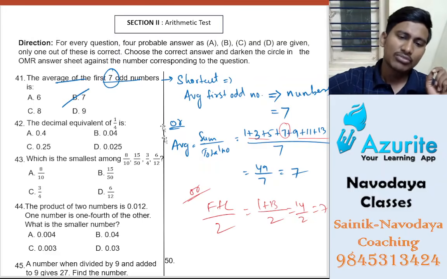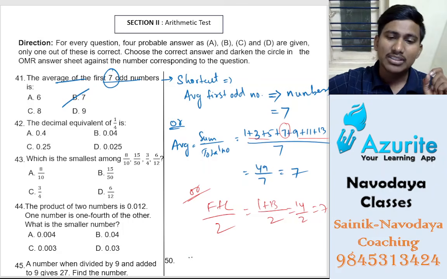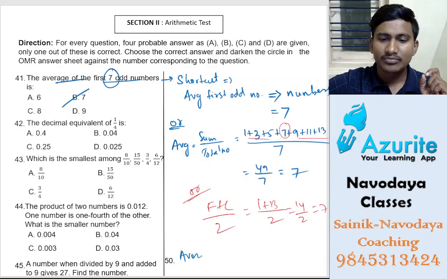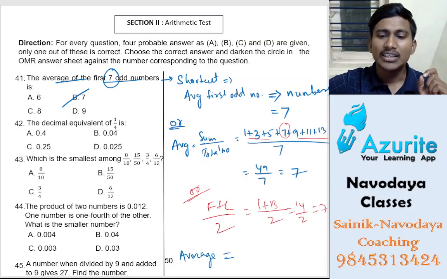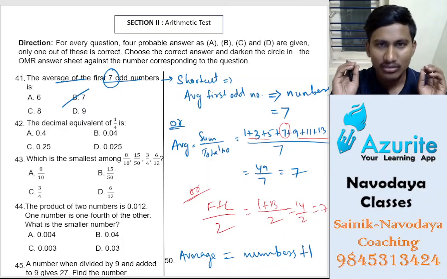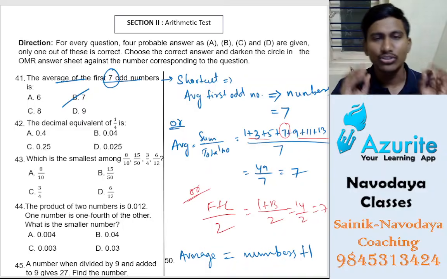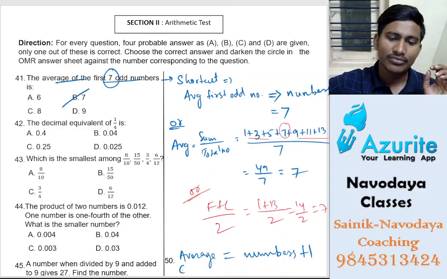And one more piece of information you have to remember: the average of even numbers. The average of the first even numbers will be the number plus 1. You have to add 1. If they ask for 7 numbers, then 7 plus 1, 8 will be the answer. Number plus 1. You should remember this for the average of the first even numbers. Okay. Understand?